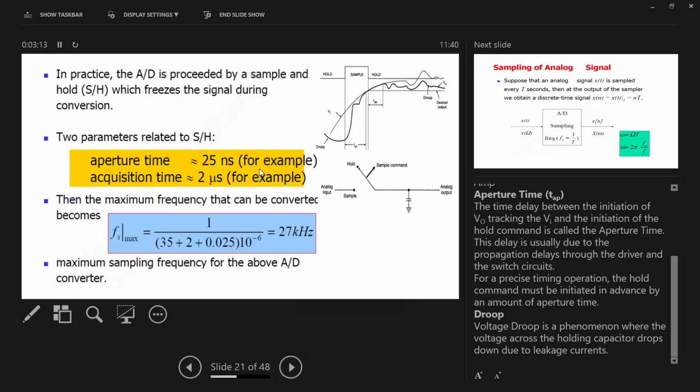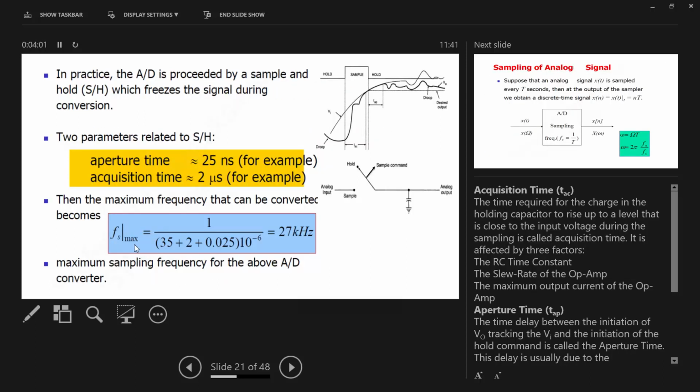Now, what I am trying to calculate: with the sample and hold, you cannot choose any sampling frequency. Depending on the operations and the functioning of the sample and hold circuit, you have to decide the sampling frequency, the opening and closing of the switch and the holding action, because there are some limitations of the physical components. So the maximum sampling frequency that can be used for the conversion is given by 1 over 35 is the conversion time, plus 2 plus 0.025 microseconds. That means this example that I have taken will have a maximum sampling frequency of 27 kilohertz. Maximum sampling frequency for the above A to D converter can be 27 kilohertz.